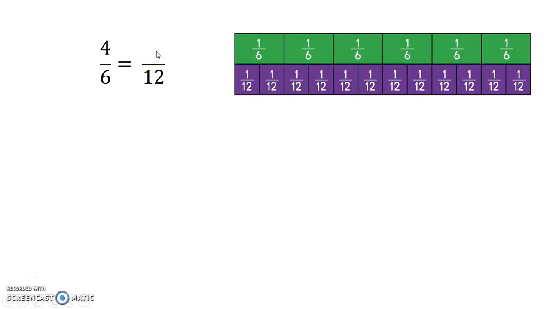This video is to help you with number 1 on CR Helper number 21. Before we try the actual problem, I just want to make sure you remember how to find like denominators. 4/6 is how many 12ths?